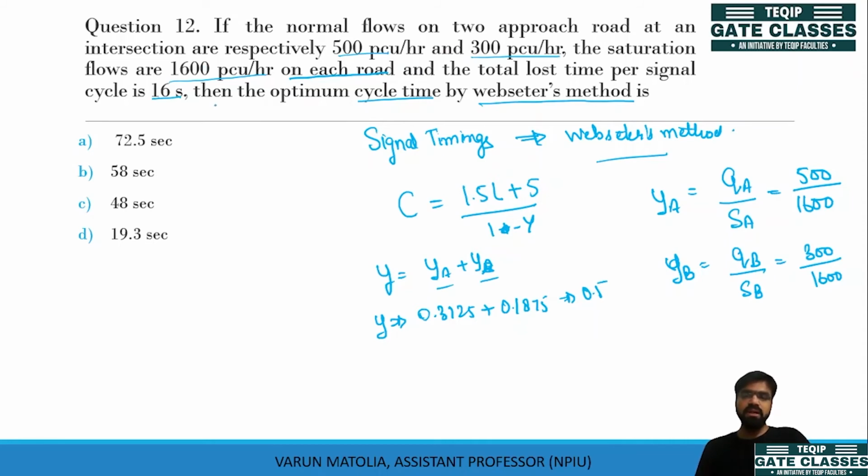The L value is given. The total lost time per signal is 16 seconds. So we have C equals 1.5 into lost time 16 plus 5 divided by 1 minus 0.5. Let us calculate it. The answer is 58 seconds. Yes, we have the option here, 58 seconds. Go through the question again. Try to solve it by yourself.